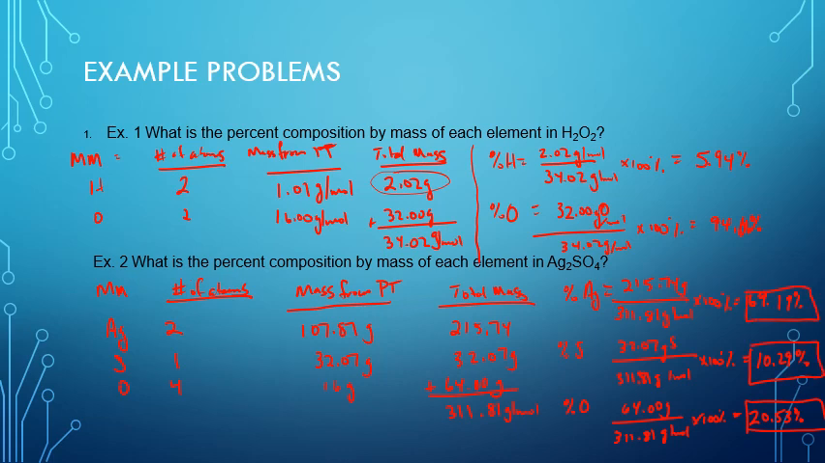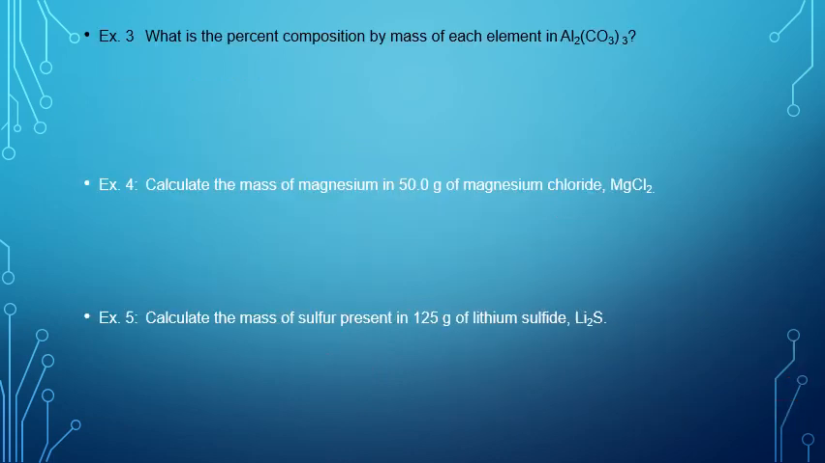3 parts for those. Okay, so for example 3, please stop the video and try to work the problem out for yourself before we try a new problem in 4 and 5. So as we look at question number 3, we have: what is the percent composition by mass of each element in aluminum carbonate? Al2(CO3)3. So same type of thing.